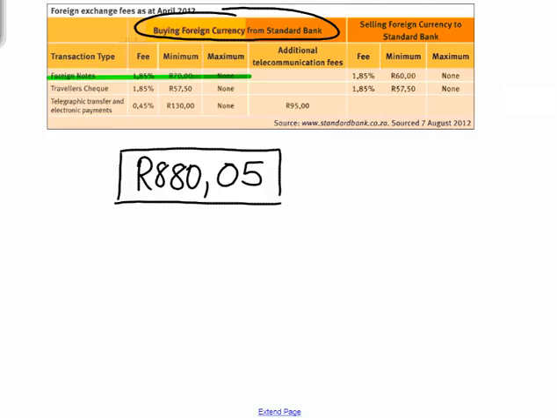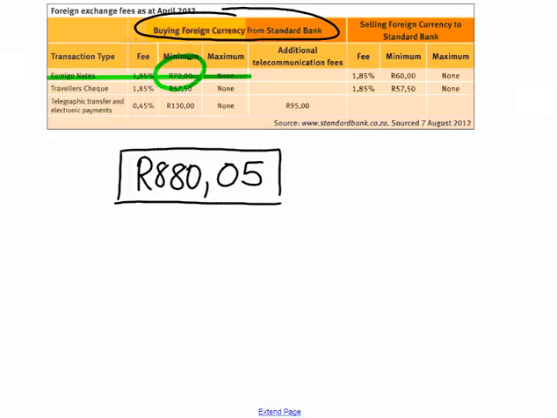Okay. So the fee is 1,85% with a minimum of 70 Rand. So that means no matter what my fee is, if it is less than 70 Rand, I'm going to be charged 70 Rand. There is no maximum. So we can get a huge amount that we have to pay in fees.